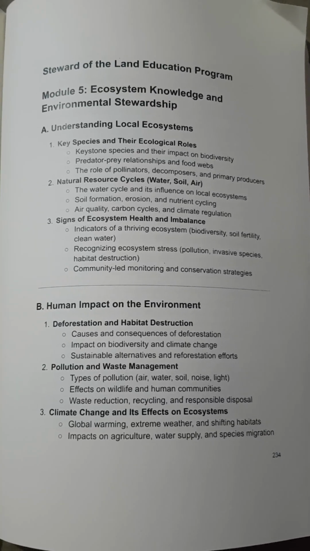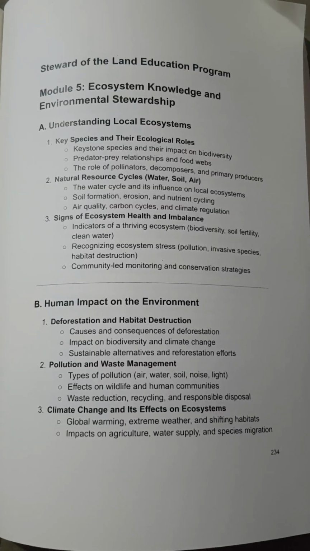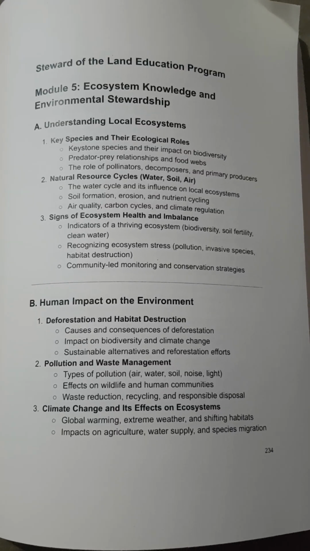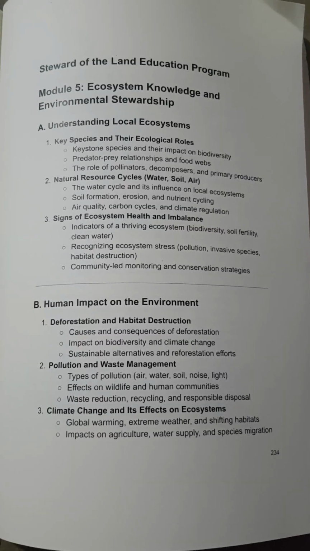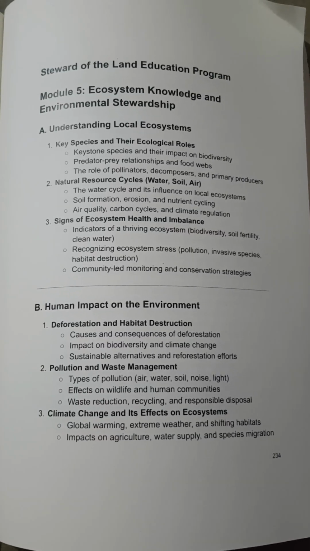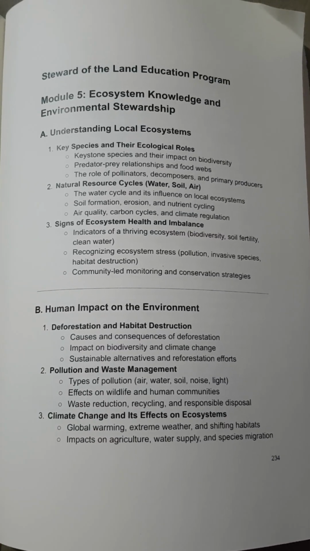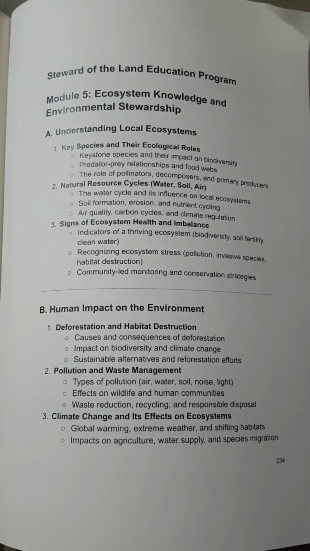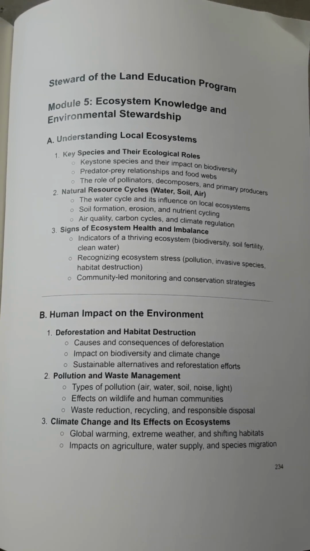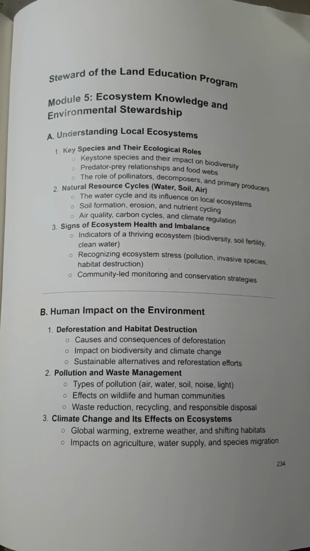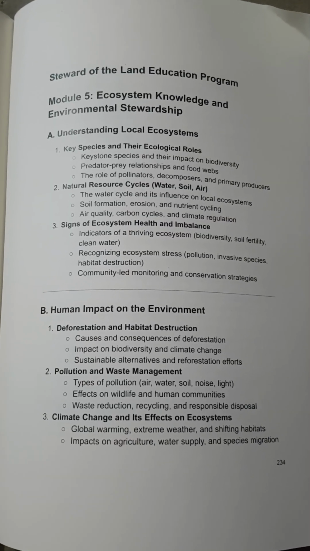Signs of ecosystem health and imbalance. Indicators of a thriving ecosystem. Biodiversity, soil fertility, clean water. Recognizing ecosystem stress. Pollution, invasive species, habitat destruction. Community-led monitoring and conservation strategies.